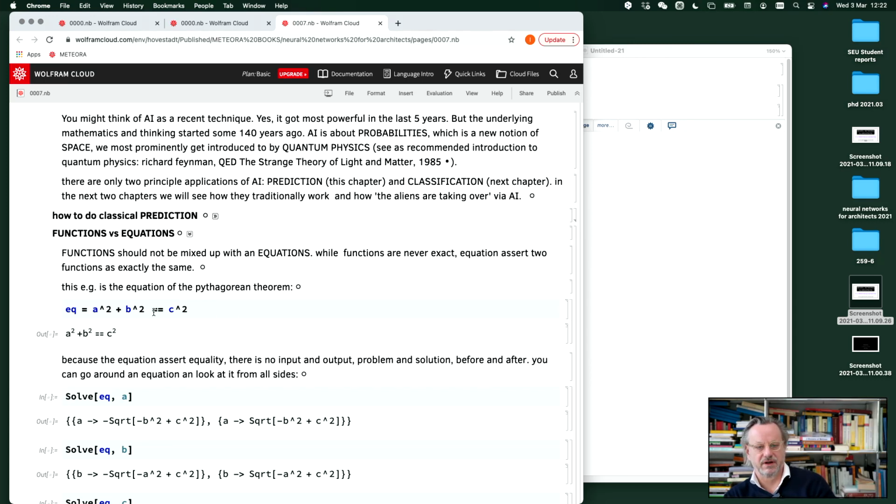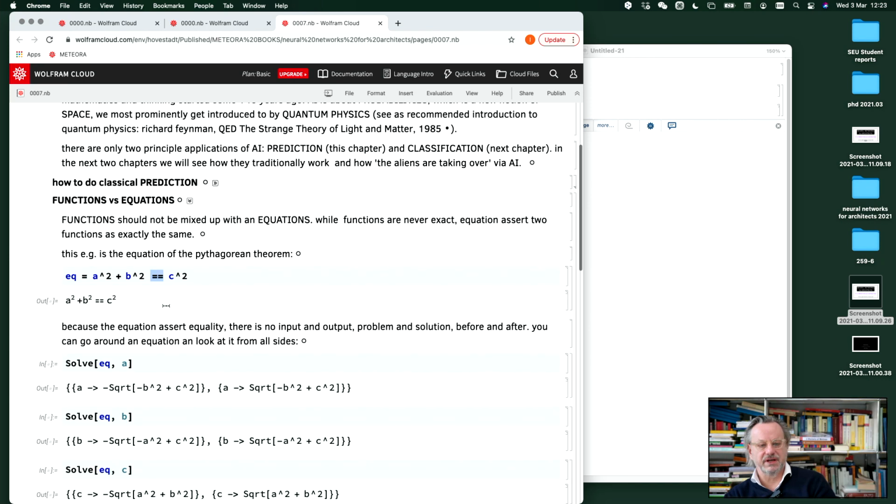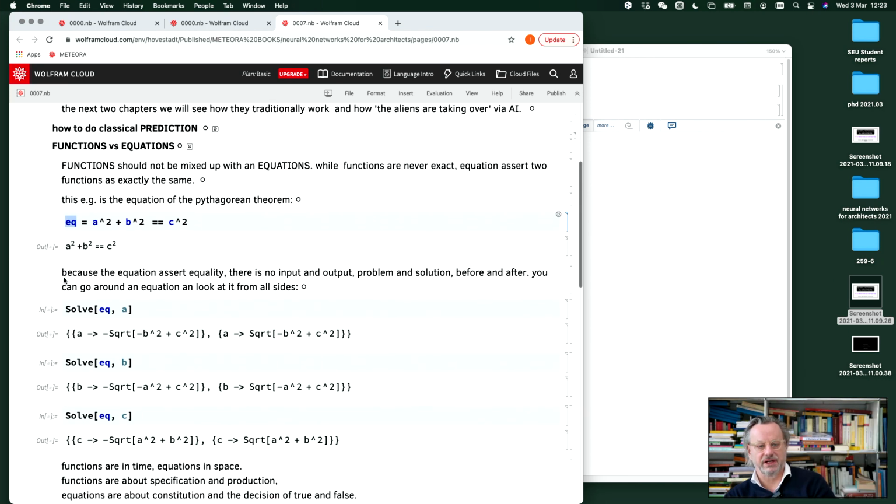So in this notation here, we simply say it's not an equal. Like here it's an equality. So we simply say a square plus b square equals c square. So there's no before and after. You simply can say, and we name that so to symbolize this with our equation.